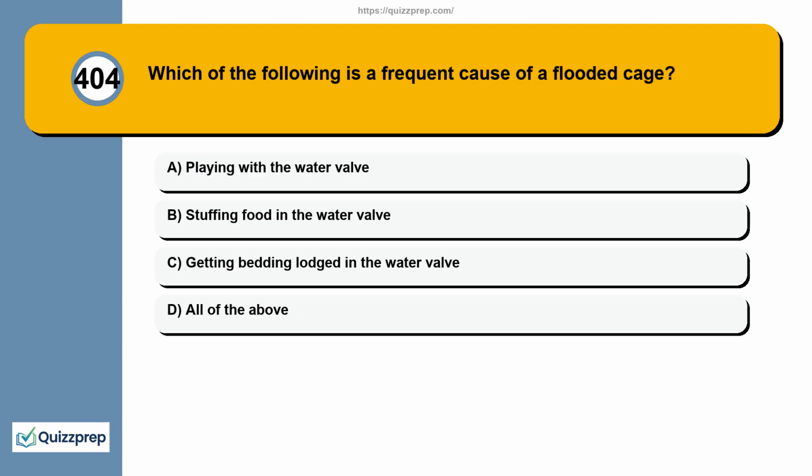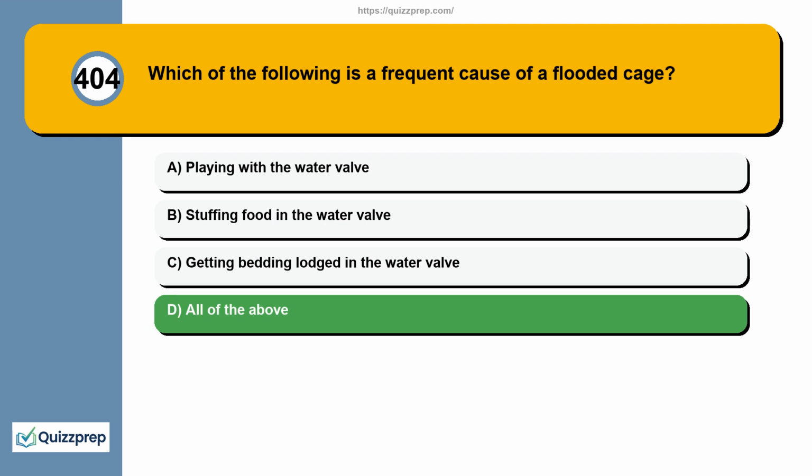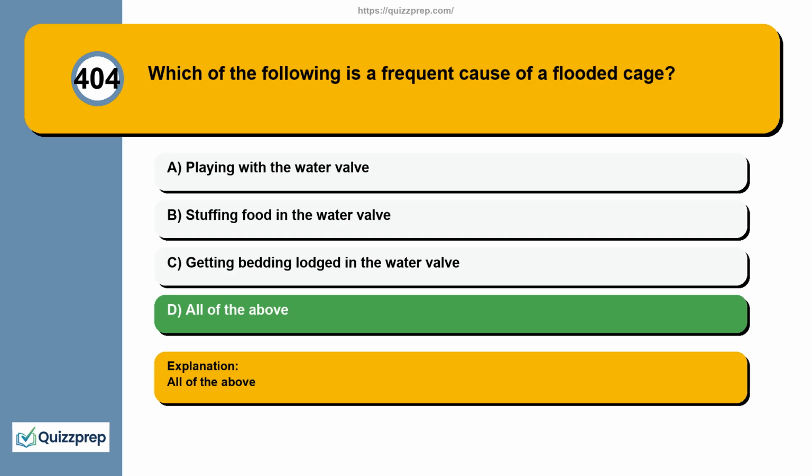Question 404. Which of the following is a frequent cause of a flooded cage? Option A. Playing with the water valve. Option B. Stuffing food in the water valve. Option C. Getting bedding lodged in the water valve. Option D. All of the above. The correct answer is option D. All of the above.